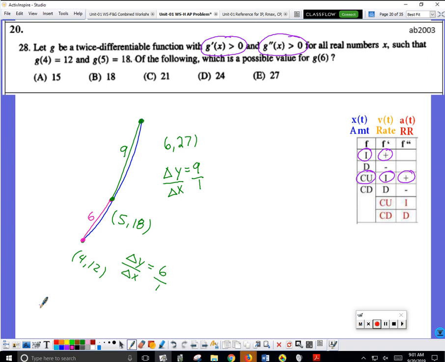Okay, here's the concept you must understand, flashcard, and memorize. As you read this graph from left to right, the slope values have to increase. They are. This secant is 6, the next secant is 9.